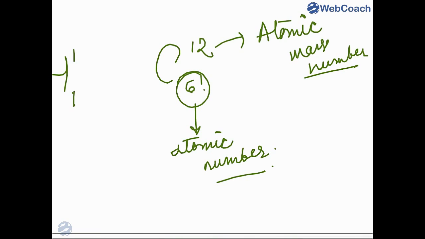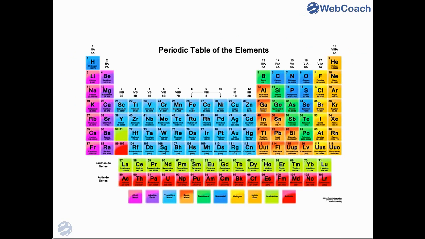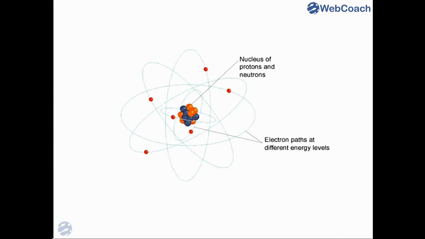Coming back to our presentation, this is what the structure of an atom looks like. This is how the structure of an atom is. Basically, what is an atom? An atom is the smallest indivisible particle which cannot be broken down further into smaller pieces by any chemical method. That is an atom.